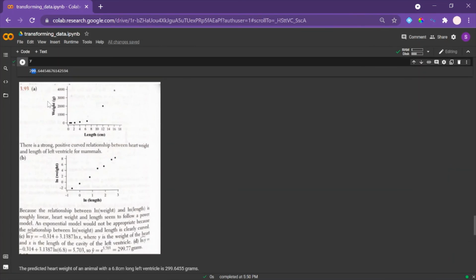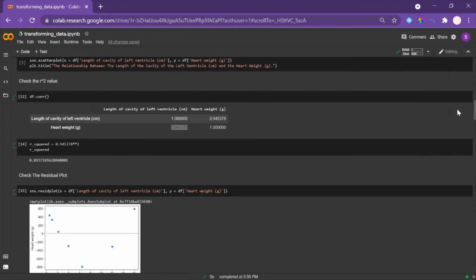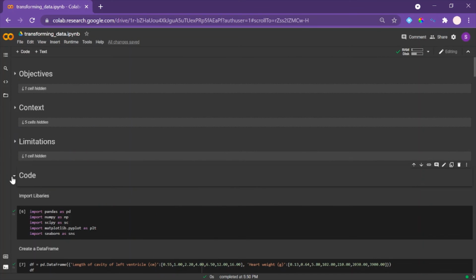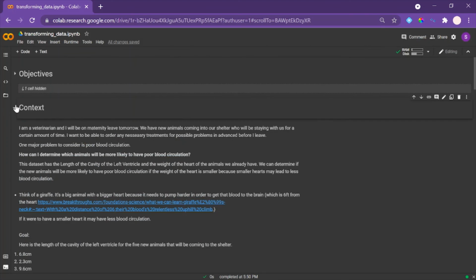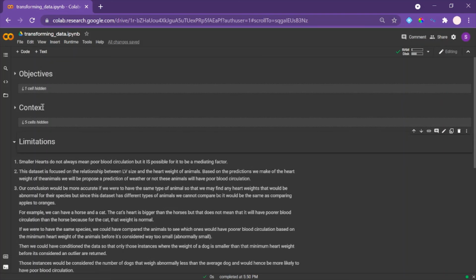So basically that was the problem, and then I just took that problem and invented my own context to be more real world. So there are some faults. Again, read the limitations. I'm going to post this code in the description box below also.